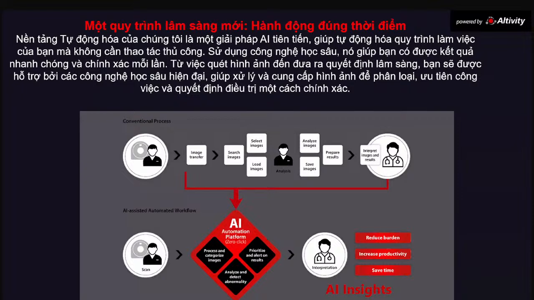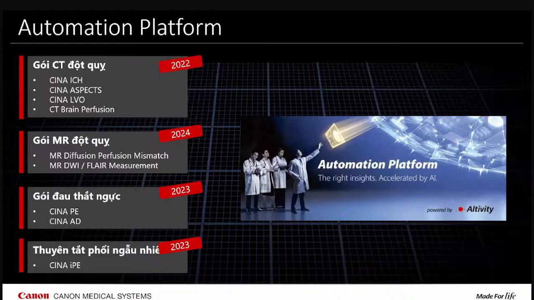situations. So our automation platform is an AI platform that will be scalable as compared to other commercial products out there. We introduced in 2022 the stroke CT package. And in 2023, we also introduced the chest pain package for pulmonary analysis or aortic dissections. And we also have the incidental pulmonary MRIs in 2023. And this year, we have also introduced the stroke MR package to detect stroke.